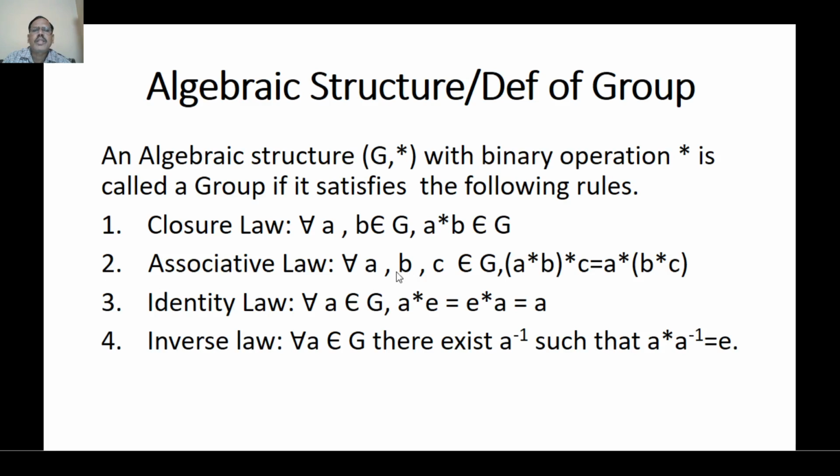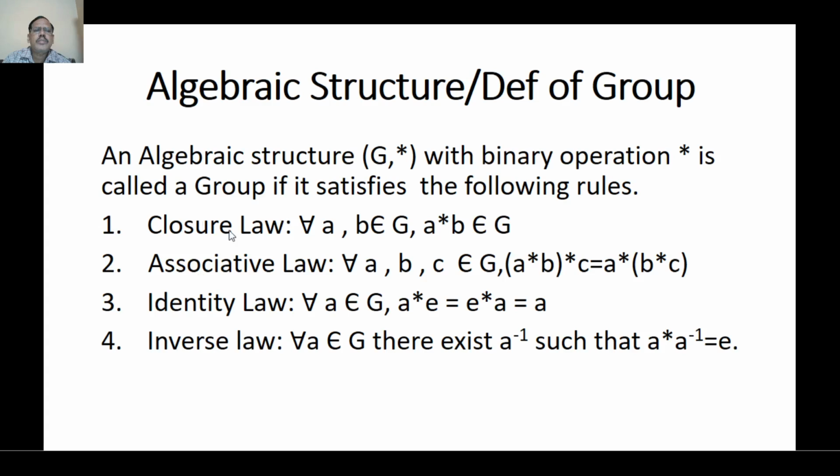Associative law means for all a, b, c belongs to G, (a star b) star c is equal to a star (b star c). Identity law means for all a belongs to G, a star e is equal to e star a is equal to a. And inverse law is for all a belongs to G, there exists a inverse belongs to G such that a star a inverse is equal to e.